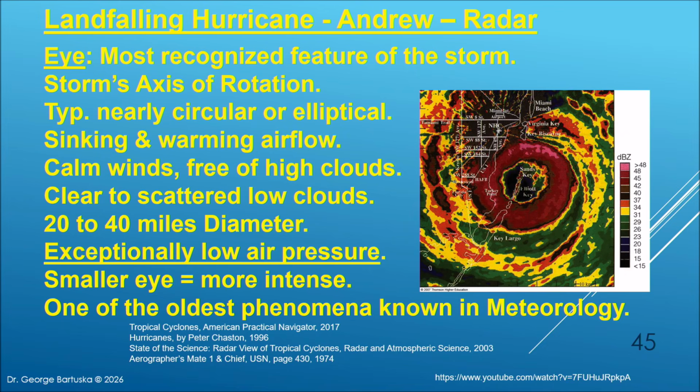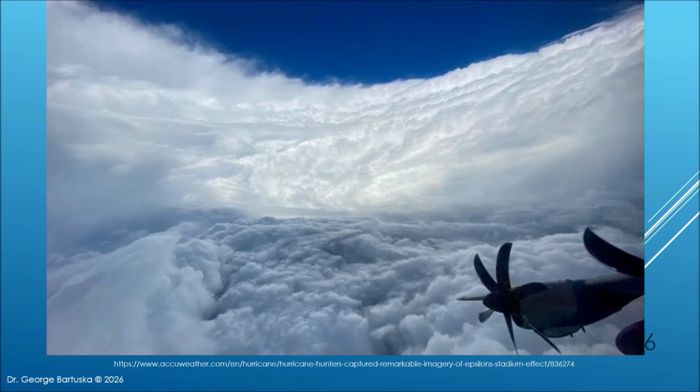Now the eye, the actual center of the hurricane, that's the most recognizable feature of the storm. It's the storm's axis of rotation, typically nearly circular or elliptical. There's sinking and warming airflow going down into the eye. Usually it's calm, free of high clouds, can be clear to scattered low clouds. Typical eye is 20 to 40 miles in diameter, exceptionally low air pressure. Smaller eye generally means a more intense hurricane. And this is one of the oldest phenomena known in the science of meteorology.